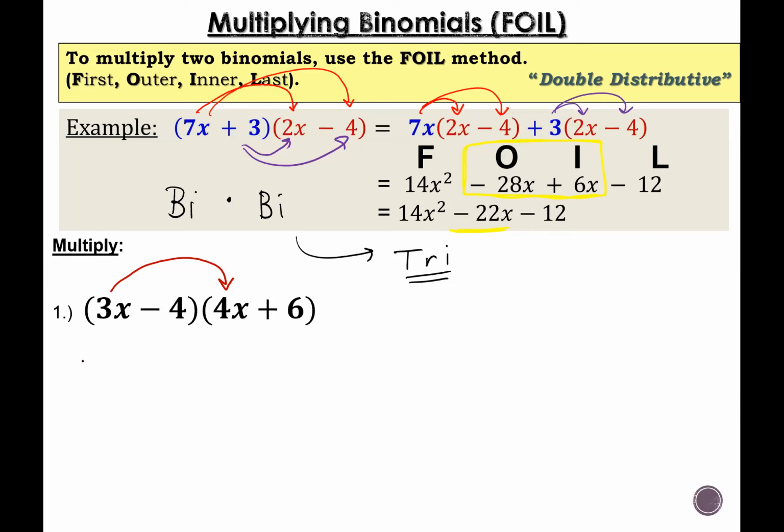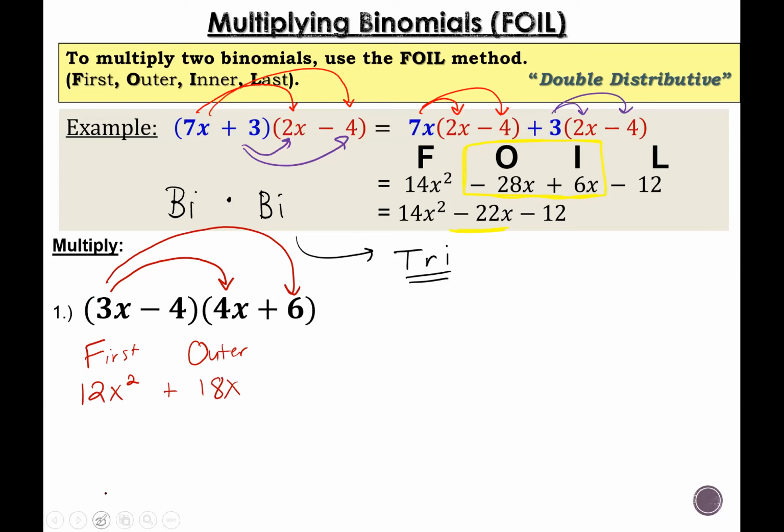3x times 4x, that's my first term. 3x times 4x is 12x squared. First terms, I should say. 3x and 4x are both the first terms in those parentheses. Okay, next. The outer terms. 3x times 6, that's 18x.